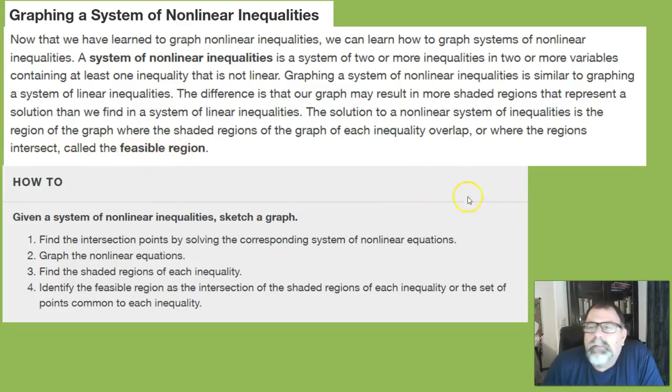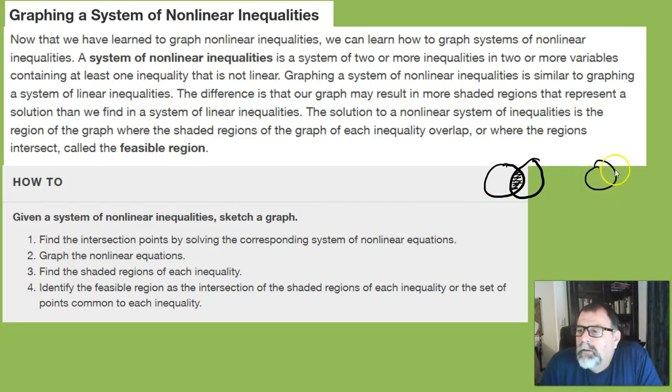For instance, something like a Venn diagram, right? If you had two circles and you wanted to be inside both circles, the region that overlaps would be the solution if you're inside both circles at the same time. If you wanted to be outside both circles, then it'd be the region like that.